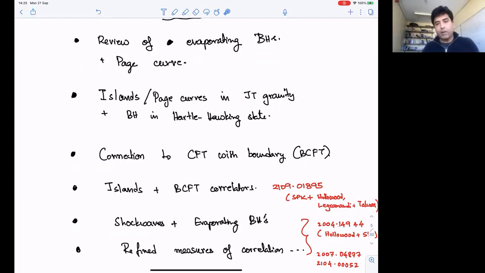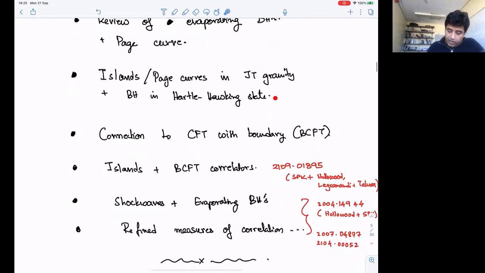It is an effective 1+1 dimensional reduction of higher dimensional gravity. And for reasons that we'll briefly discuss, it is more convenient to work with this JT gravity framework. In fact, it's more than sufficient to work with JT gravity to understand the mechanics of this information puzzle and its resolution.